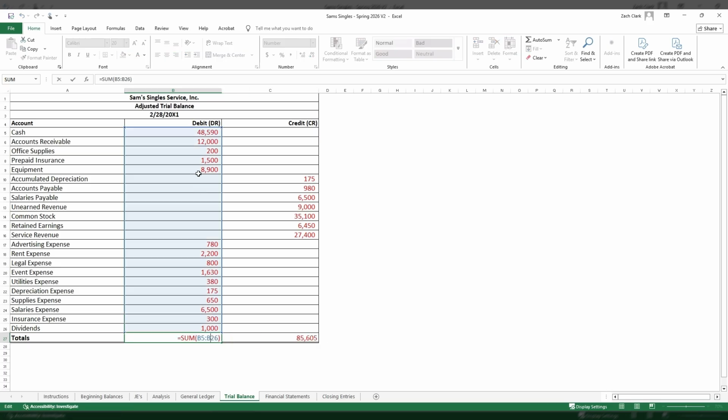Finally, okay, now that we have all our debit and credit ending totals for all the accounts, let's go ahead and sum up everything. So 85,605. Hey, look at that. We have the same amounts, debits and credits. We're looking good. That's what we want to see. If we don't balance here, that's your first indication that something got a little bit off.